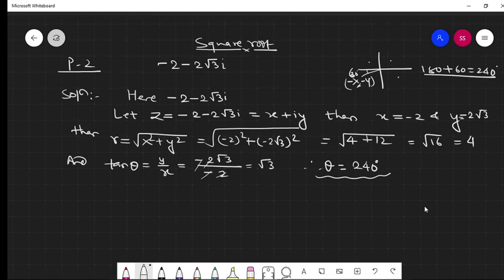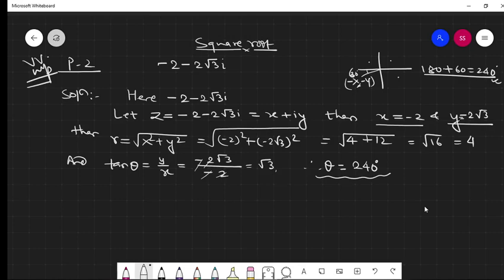In general, students will write just 60 degrees, then they will get the wrong answer, because you need to check whether the signs of x and y are positive or negative. So the angle lies in the third quadrant. In the third quadrant, to find the angle we have to add 180 plus 60 degrees, that becomes 240 degrees. If you directly observe tan theta is root 3, you will write theta is 60 degrees, but you need to check the signs of x and y. So this is a very, very important question. Students will repeat the mistake at this point.